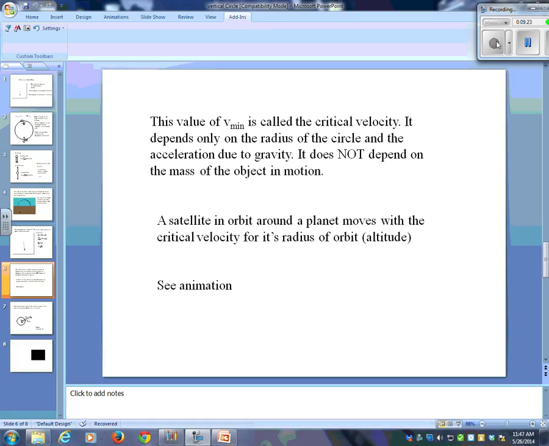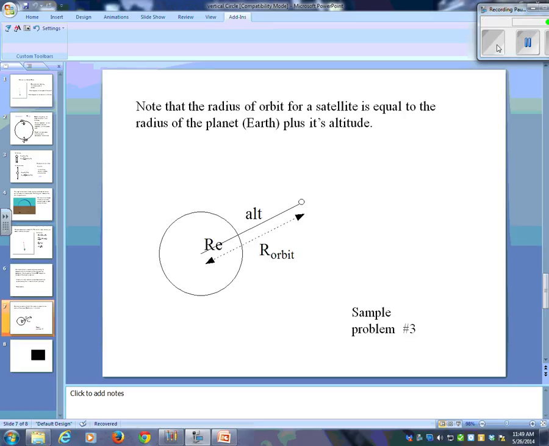You should note that if I were talking about satellite questions, the radius of orbit for a satellite is actually equal to the radius of the planet, such as the Earth, plus its altitude. So I just need to describe this diagram a little bit better here. If this distance here is RE, radius of Earth or radius of planet, and this distance here is the altitude, then the radius of orbit is equal to the radius of the Earth or planet plus the altitude. In other words, you have to measure the radius from the center of the planet. Okay?